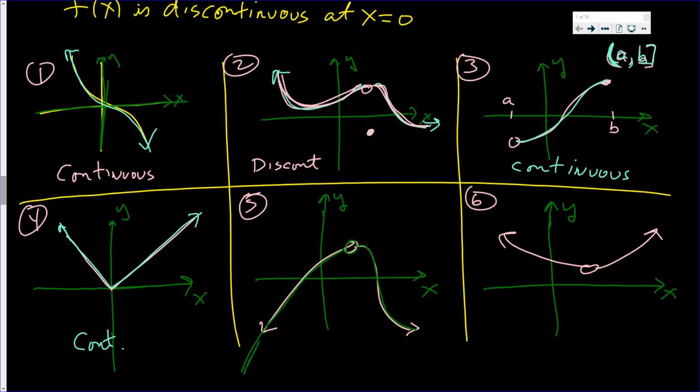So, I had to lift my pen, it is discontinuous. Number 6 is discontinuous because right here I have to lift my pen to go there. Discontinuous. That completes this section on continuity.